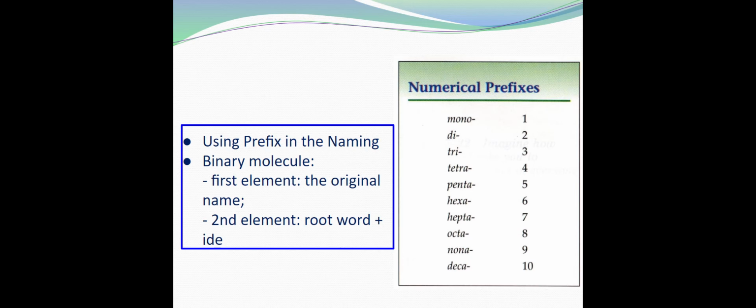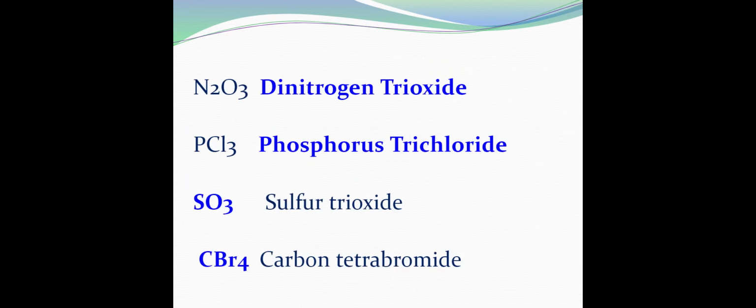As for the prefixes, I'm not going to require you to remember those, but please get familiar with them. Maybe repeat them a few times. I'm pretty sure you have used these before. One is mono, two is di, three is tri, and then tetra, penta, hexa, hepta, octa, nona, deca. Probably you learned this in math too. Just get familiar with them, and let's go through a few examples.